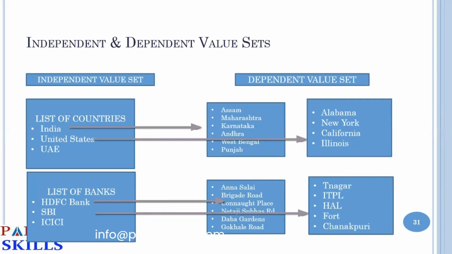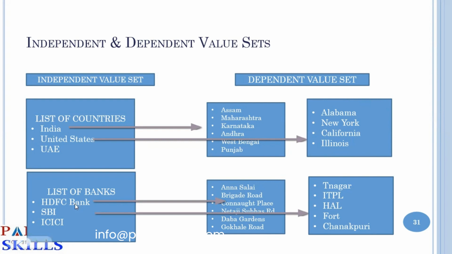Here is how the independent dependent value set combination works. India: this will be for Assam, Maharashtra, Karnataka, Andhra. This is a list of Indian states. United States, if you choose United States in the independent value set, you will get the values of states of US. Now, these states could be the entire list or maybe the states in which the company is operating, depending on how it is being used.